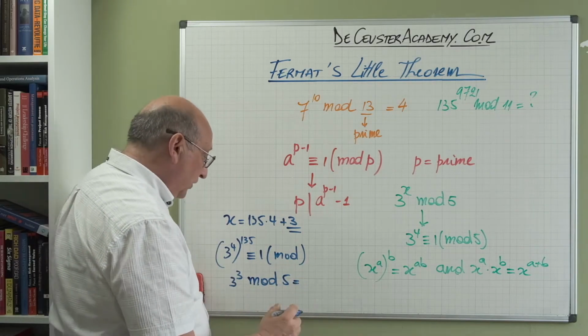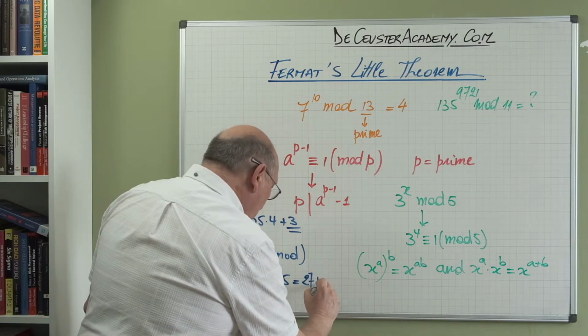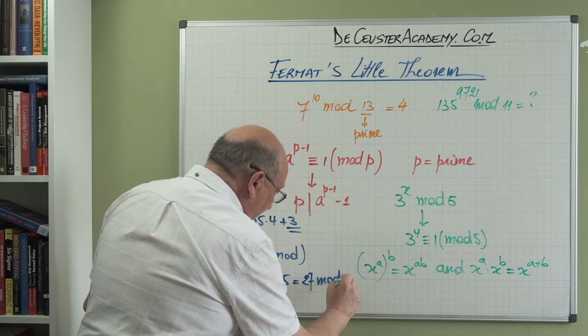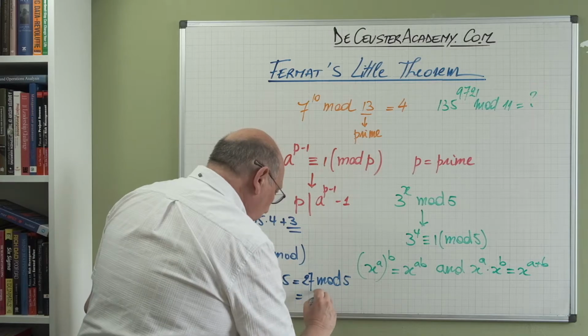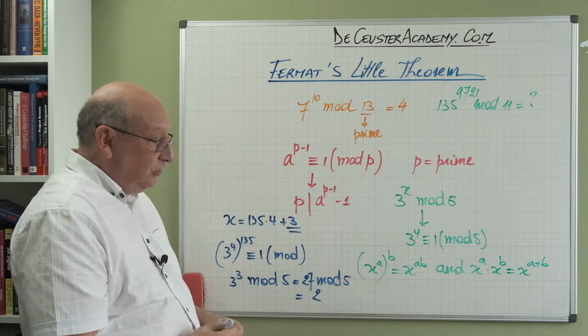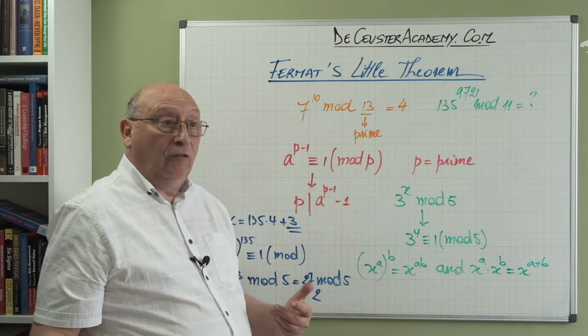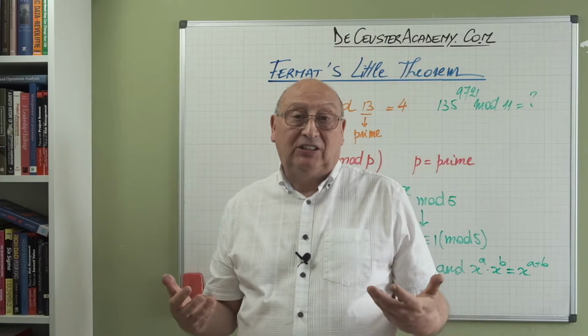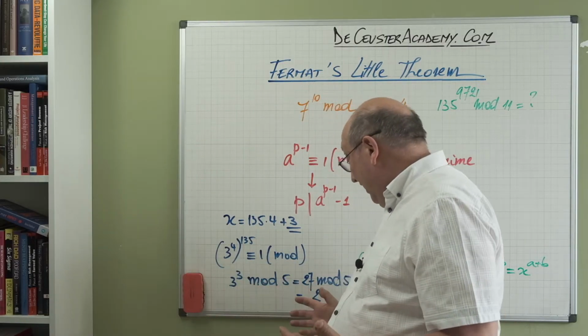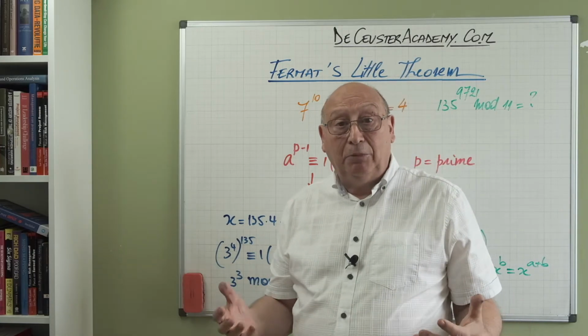3 to the power 3 is 27 modulus 5, which is equal to 2. So basically that's the application of Fermat's little theorem on this exercise. But let's have a look at some other exercises.